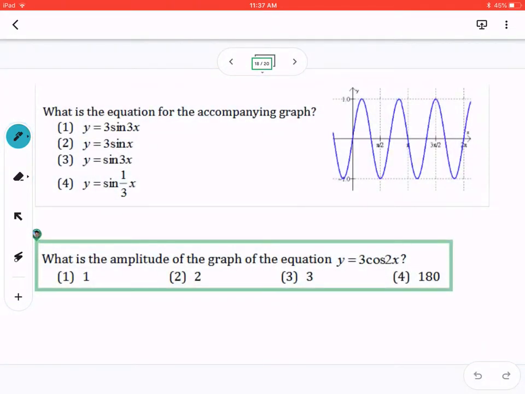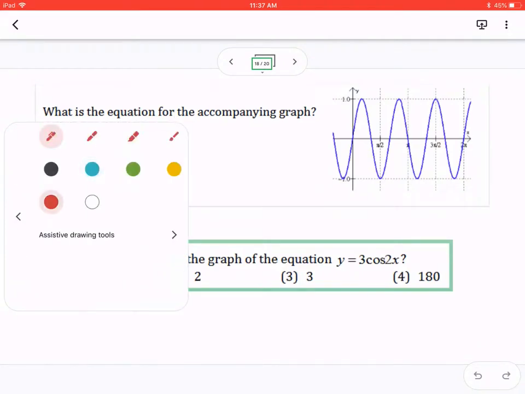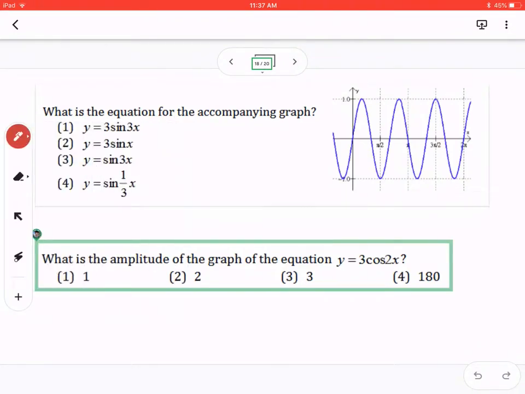The question up top here. What is the equation for the accompanying graph? So we're really going to have to first find the amplitude. The highest value is 1, the lowest is -1, making our amplitude 1. We could take away choice 1 and 2 because those do not have an amplitude of 1.